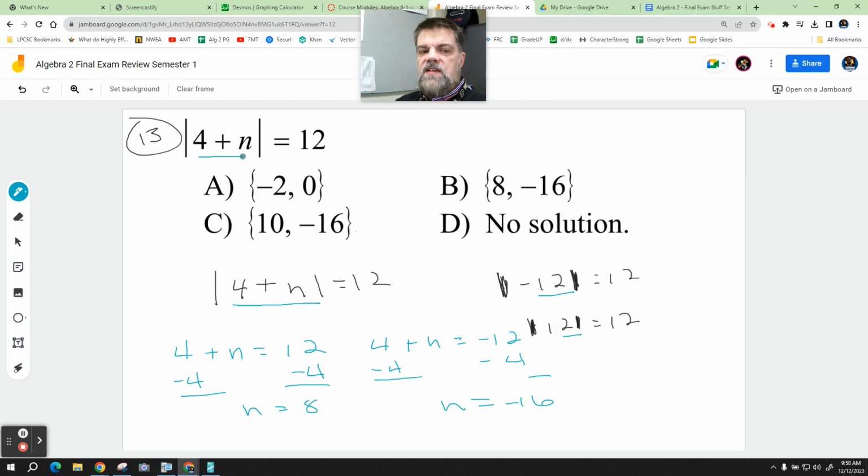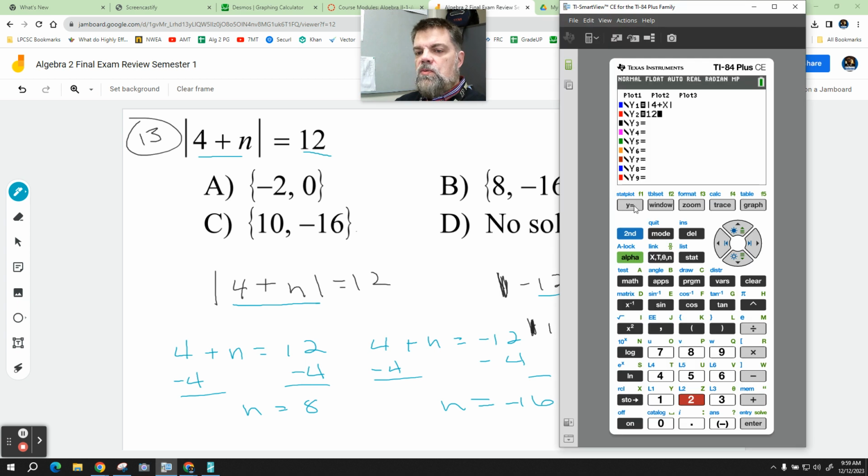So I'm graphing this, and then I'm graphing this in y1 and y2. When I hit graph, I don't see the 12, so I'll have to zoom out a little bit. So I'll go to zoom out, and we'll move up a little bit, like around here. Hit enter. And so where does it look like it's going to cross?